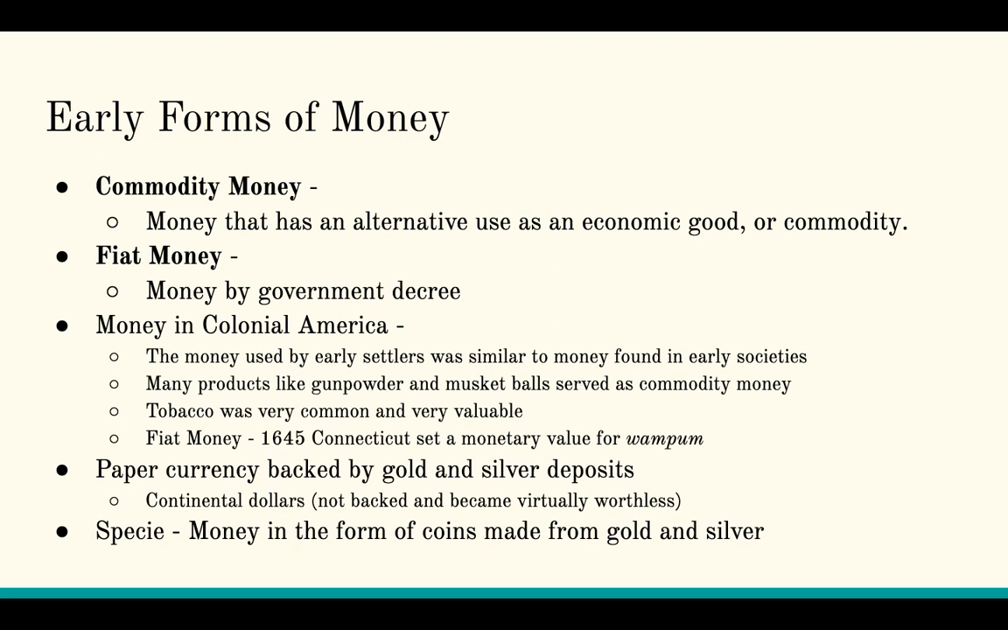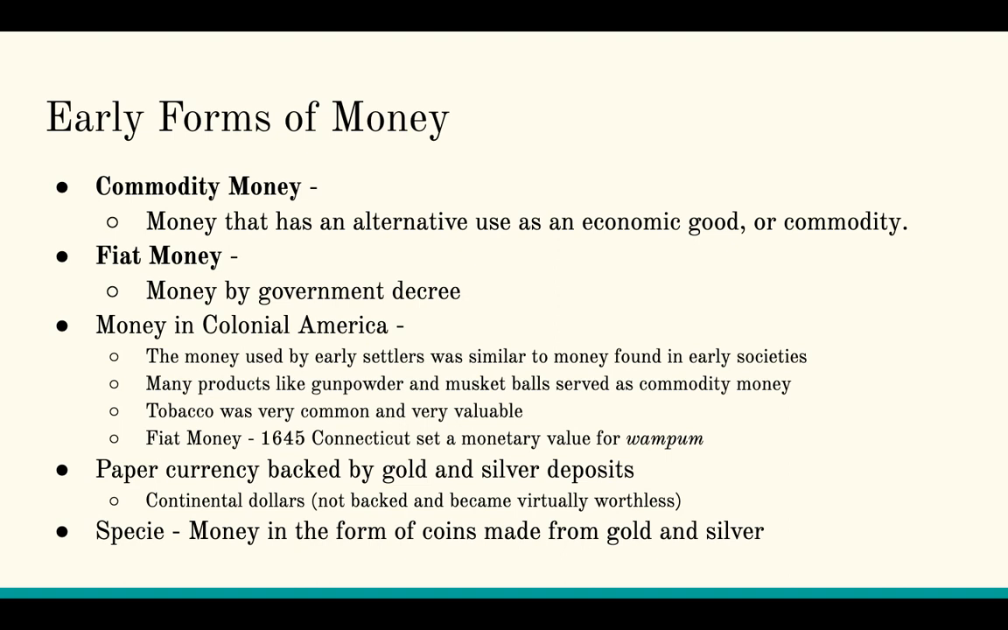Okay, so let's look specifically at money in colonial America. The money used by early settlers in America was similar to the money found in some of those early societies that I just mentioned. Some of it was commodity money, and some of it was fiat money. Many products, including gunpowder, musket balls, and corn served as commodity money.